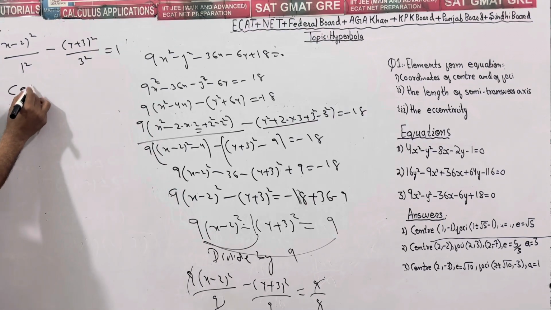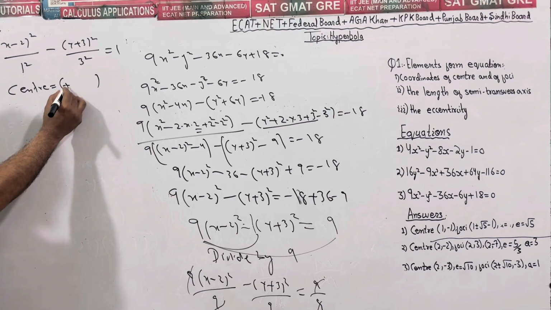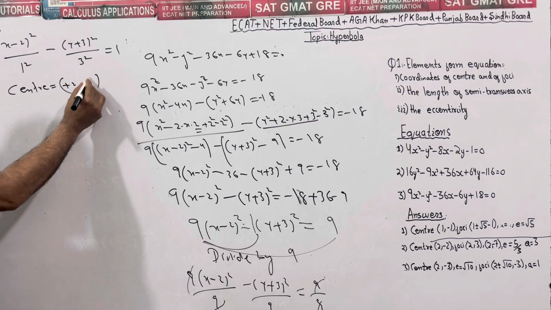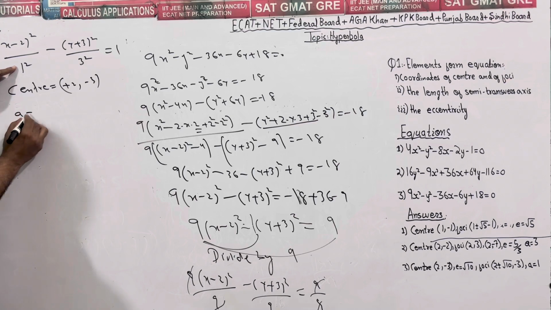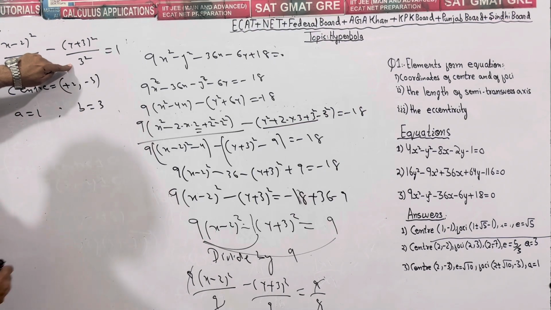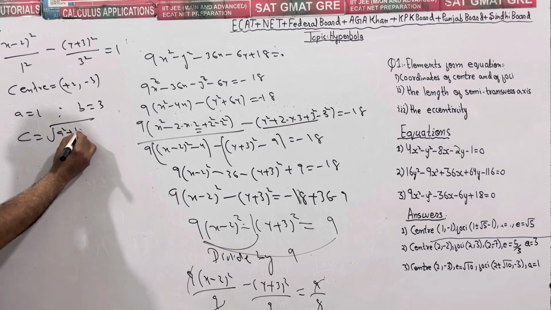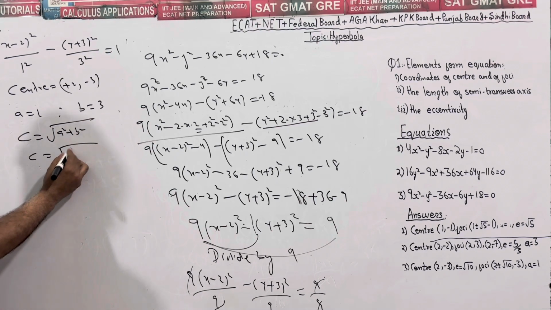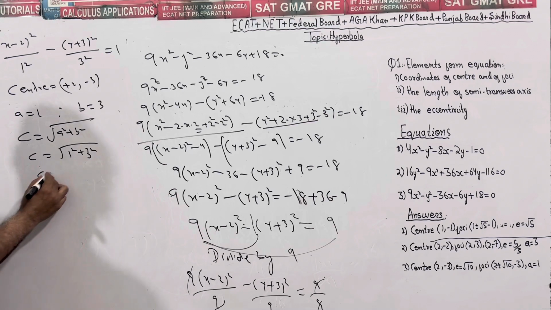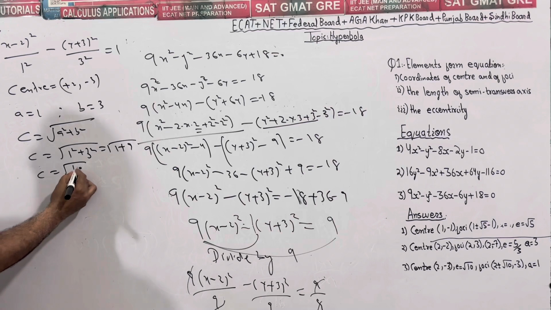The center, like the center of a circle, change the symbols: negative 2 takes positive 2, positive 3 takes negative 3. Semi-transverse axis a is equal to 1. The conjugate axis along the y axis is 3. Find c for the eccentricity. It is given by a square plus b square. c is equal to 1 square plus 3 square, so c square is 1 plus 9. c is root 10.